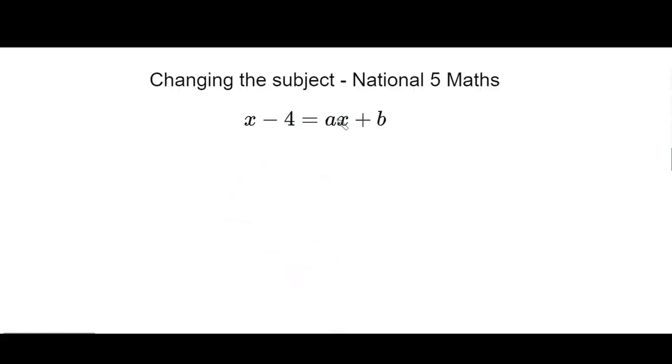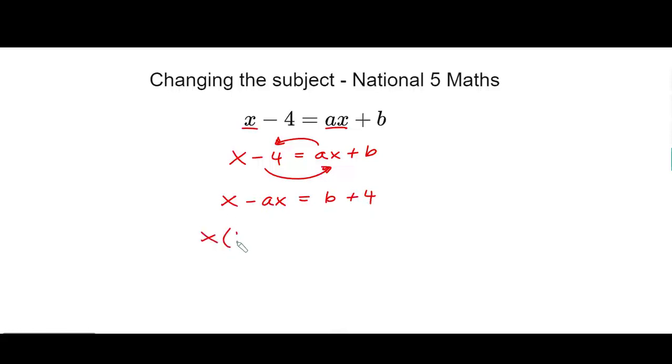Okay, so again, I've got this ax term and I've got the x term here. So let's get the x terms on one side. So I've got x minus 4 is equal to ax plus b. So bring the ax over here and the minus 4 over this side. So that's going to be x minus ax is equal to b plus 4. So again, take the x out, and that gives me x times 1 minus a.